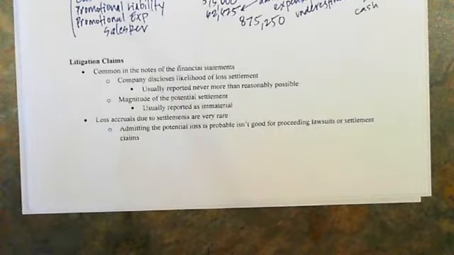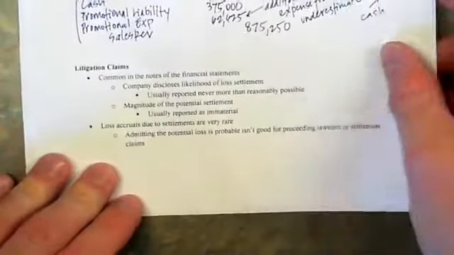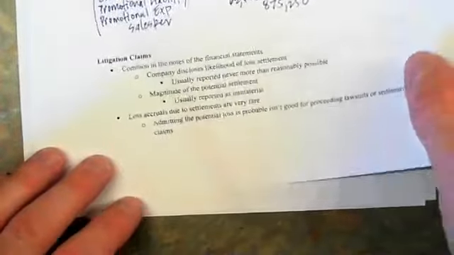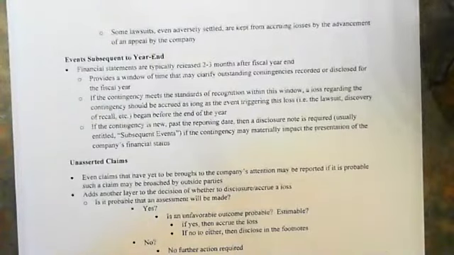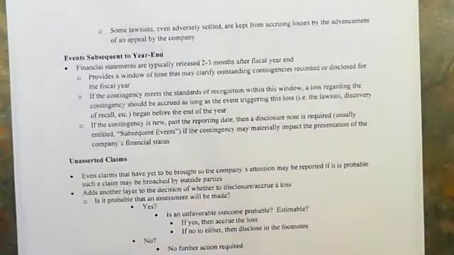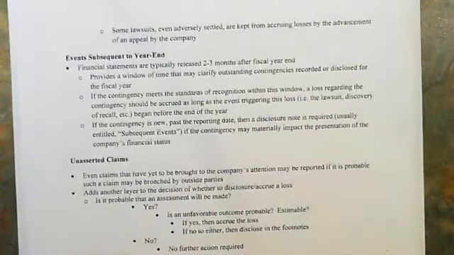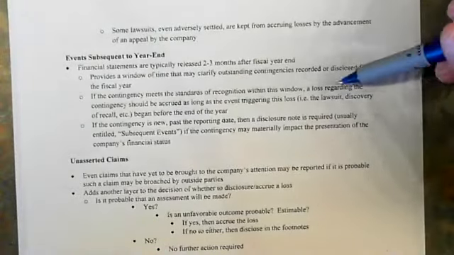Loss accruals due to settlements are rare, simply because of the lack of desire to admit culpability in an ongoing lawsuit. It's not a very smart legal move. Your lawyer might fire you. Some lawsuits that are adversely settled are kept from accruing losses by the advancement of an appeal. So, for example, even if we thought it was probable we would lose, we can still appeal, which would hold the decision up in court longer, which would push out the likelihood of it happening as well as the time of it happening. Anything that happens after year end.